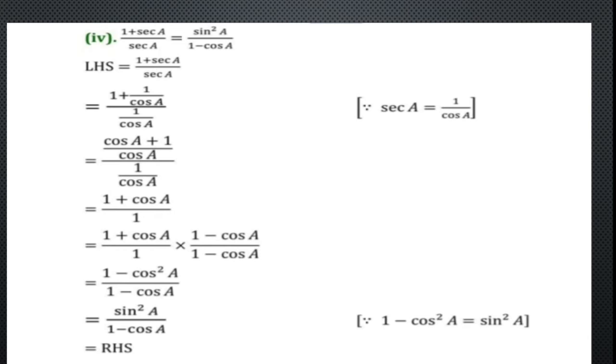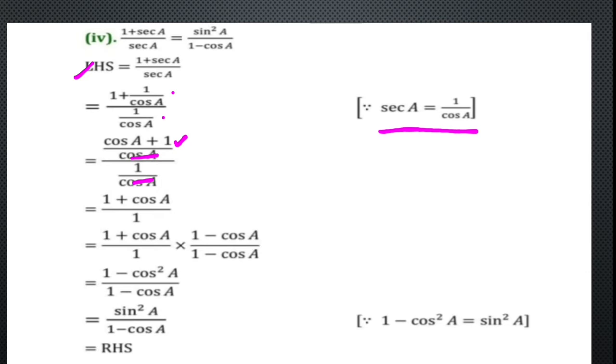Next question is, you have to prove that (1 plus sec a) by sec a is equal to sin square a by 1 minus cos a. So let us start with the LHS part. You know that sec a is the reciprocal of cos a. So in place of sec a, you can write 1 by cos a. Do the LCM and the addition in the numerator. Now if you take the reciprocal, cos and cos will cancel each other. It will be (1 plus cos a) by 1.